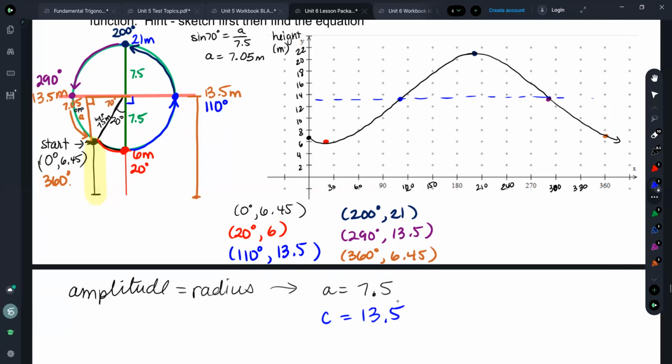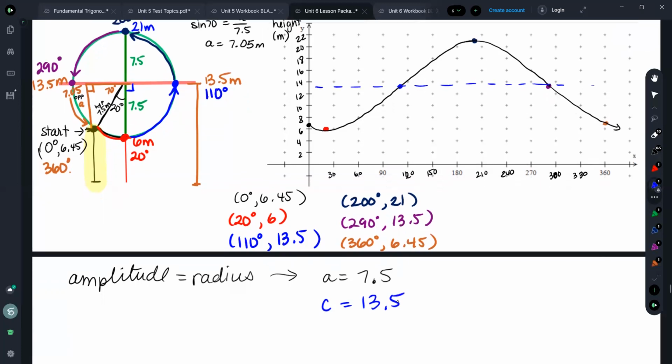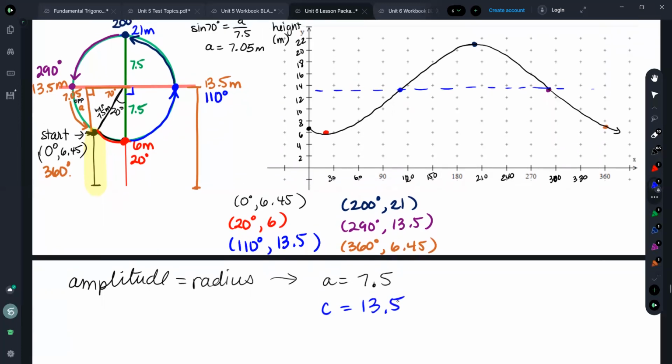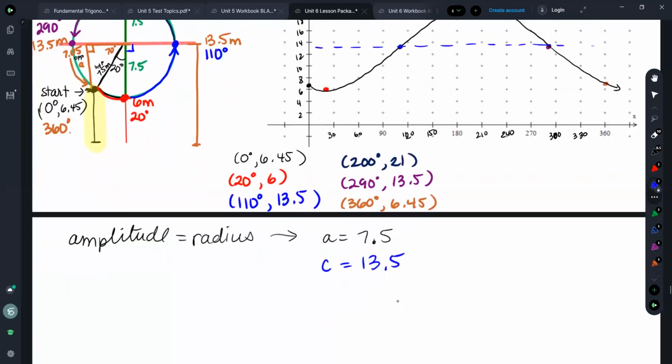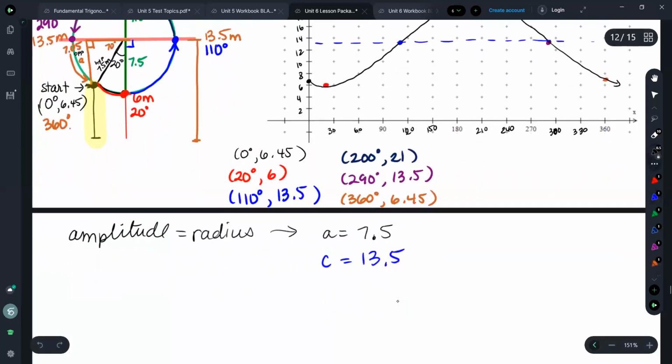Max is 21. Min is 6. Can you say amplitude equals radius? Yeah, that's fine. Okay, what's the period? How many degrees does it take somebody to rotate all the way around the Ferris wheel? 360. Takes 360 to rotate around a circle, right?